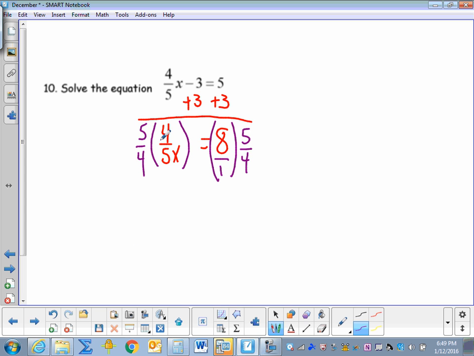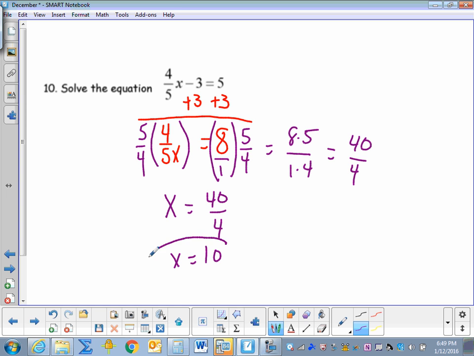Now I have 5/4 times 4/5x, which is just x. And 8 times 5, 40, over 1 times 4, which is 40 over 4. 40 over 4 is equal to 10. So x is equal to 10.